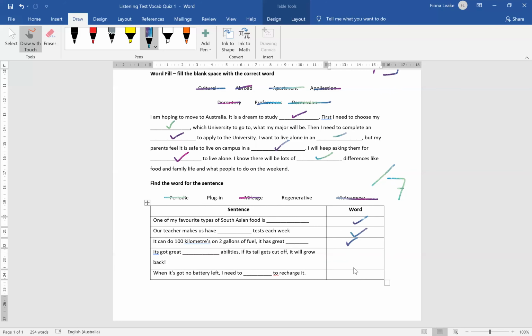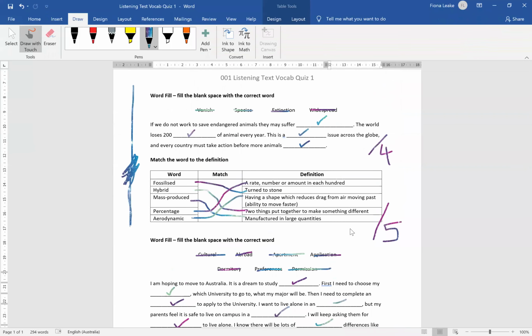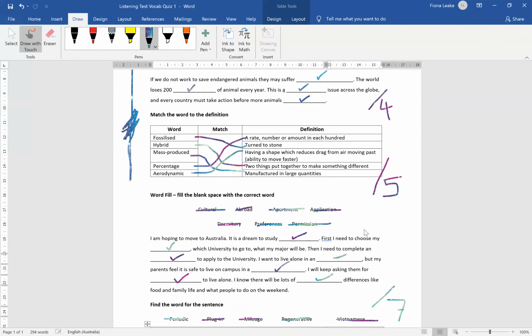It's got great regenerative abilities. Regenerative, so if something can regenerate, it can come back to its original form. When it's got no battery left, I need to plug in to a charger. So you might need to plug something in. So 2, 4, 5, so 5 out of here, okay? And then you're going to add up. So it would be 17, so out of 21, I think in total. I might have miscalculated that. You know, I'm not good at math, all right?